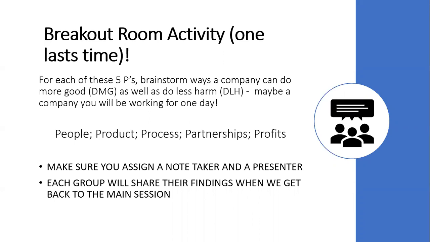So think about what a company could do to do more good, do less harm. So people, product, process, partnerships, profits. So use those 5 Ps and figure out what a company can do with these 5 Ps to do more good and do less harm. So in my view, the product, make it more environmentally friendly, recycling, reusing, less waste. Process, less use of energy, use solar power, wind power instead of coal and oil to reduce emissions.